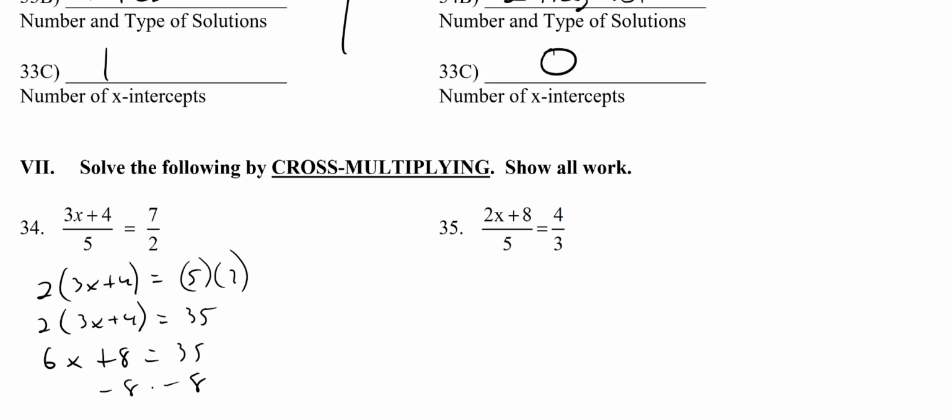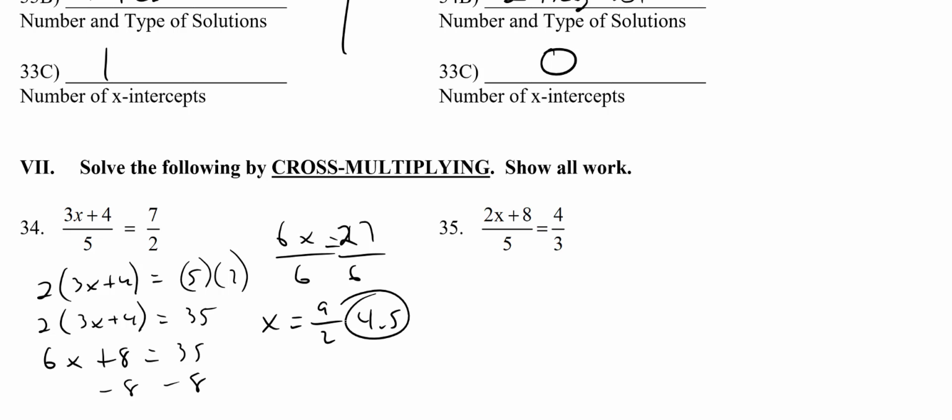Subtract 8 from both sides. So 6x equals 27, sorry, 27. And then divide by 6. So you get x equals 9 halves. And I don't care if you put 4.5 either way. It doesn't matter. If you put in your calculator, who cares? Okay, same thing with this one.